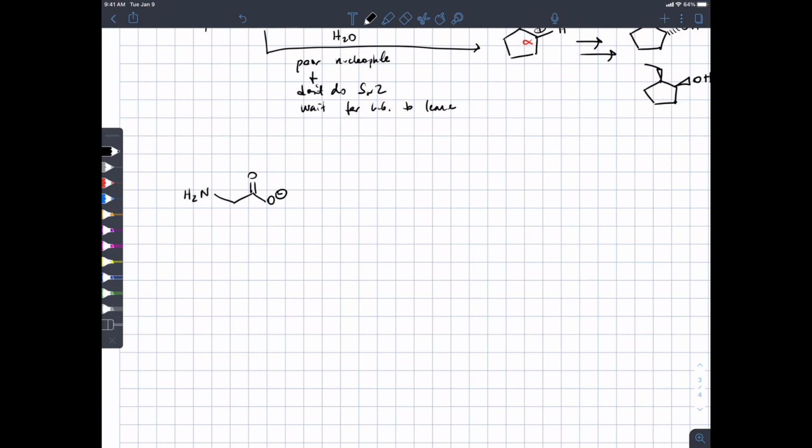The problem with doing what we want to do here is that the nitrogen is also nucleophilic. This is a molecule with 2 nucleophilic groups. I said nucleophilic. I did not say nucleophilic.